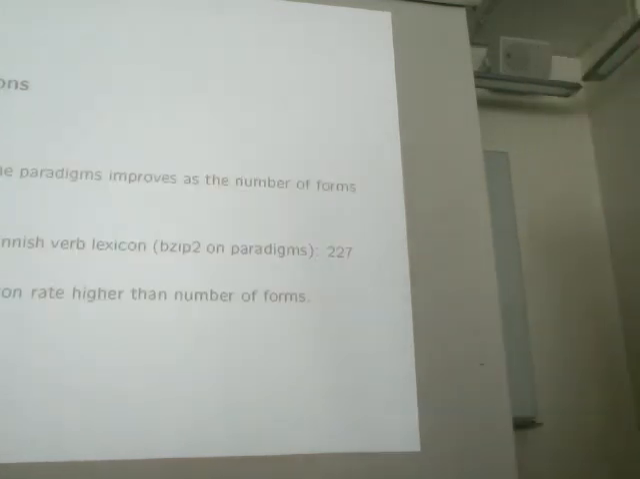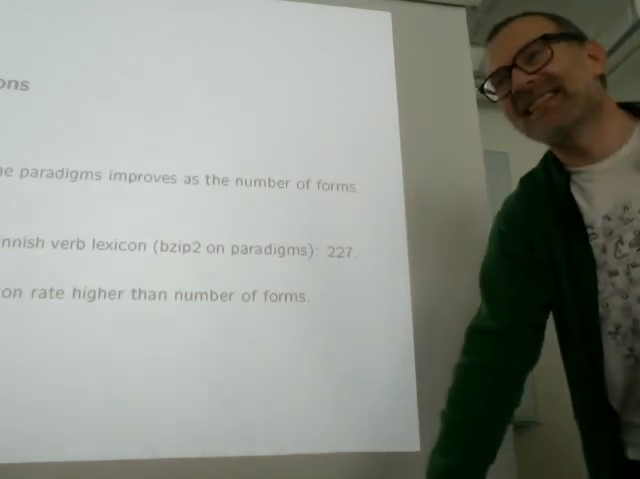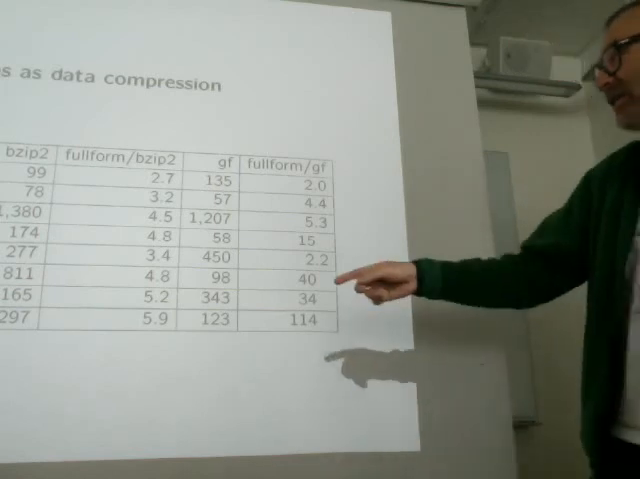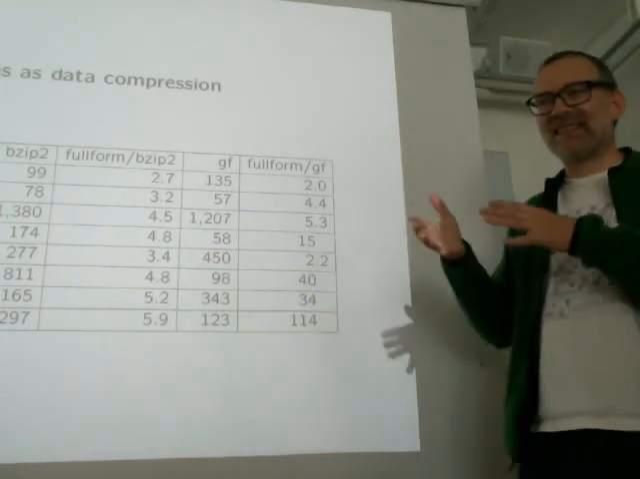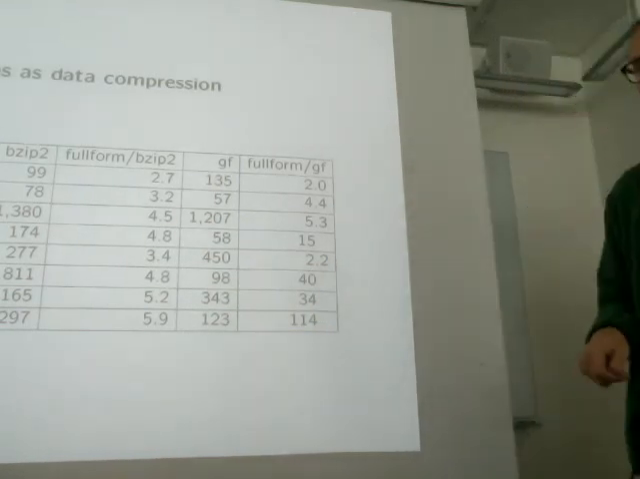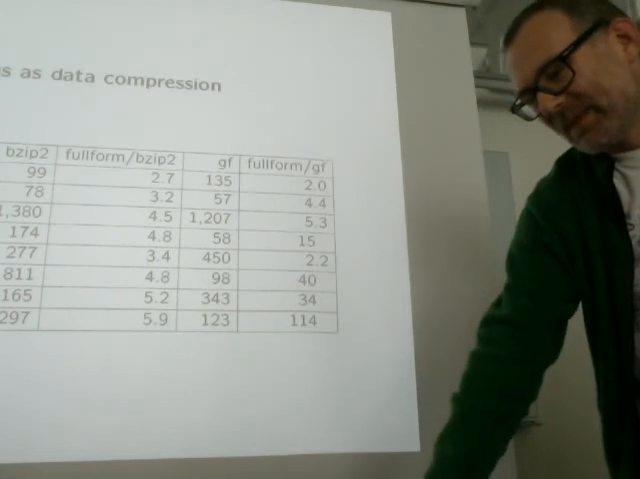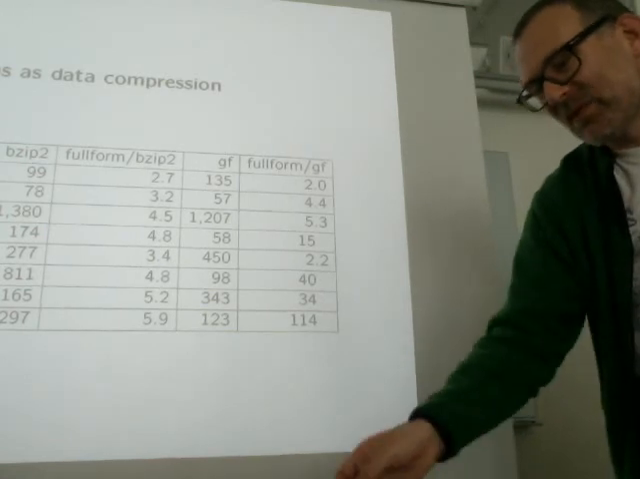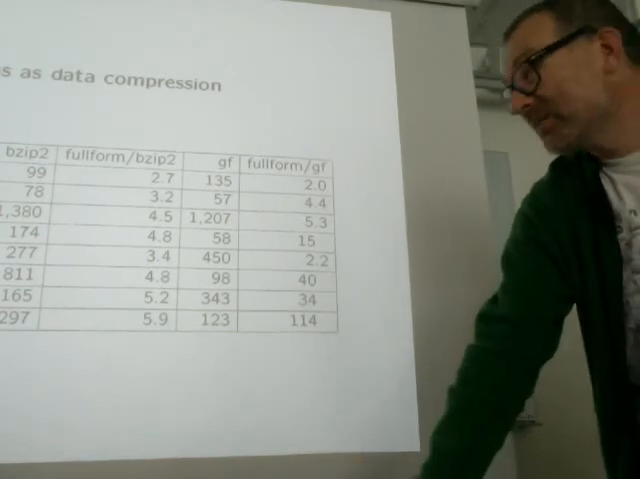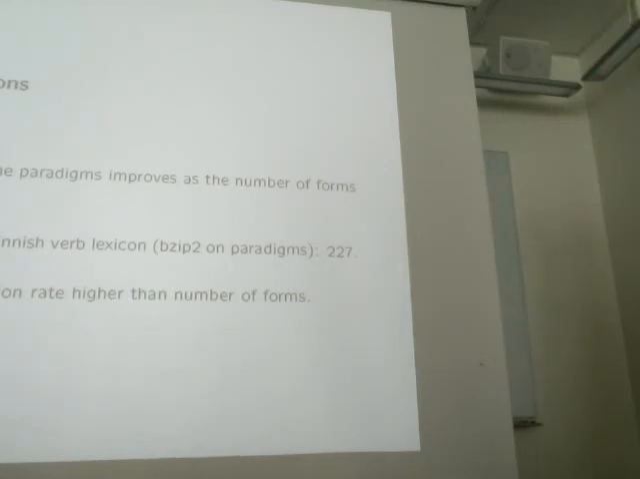So some observations: compression rate improves as the number of forms increases. That's quite easy to understand, because then you have many forms in Finnish, but they are repeating the same. You can guess most of those if you know a couple. The joint compression for the Finnish verb lexicon is quite good if you combine those.